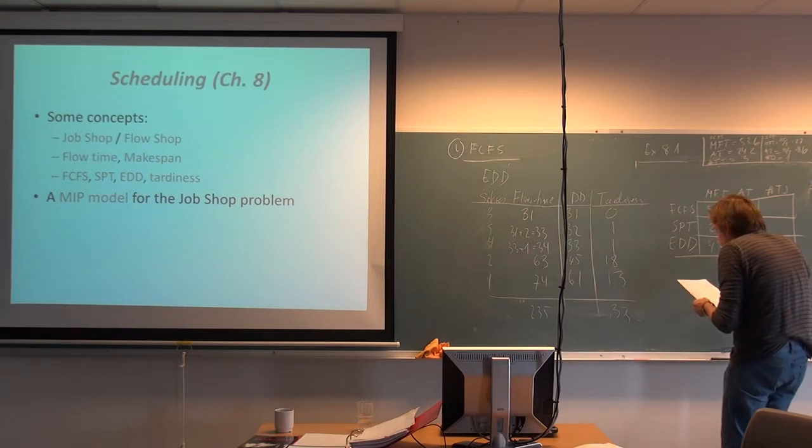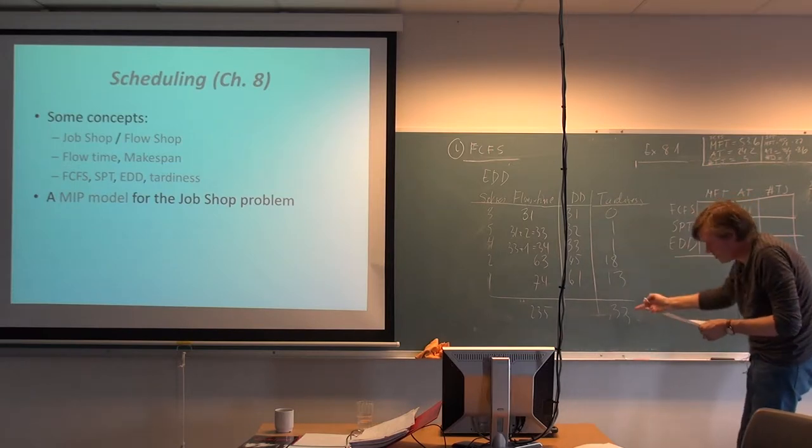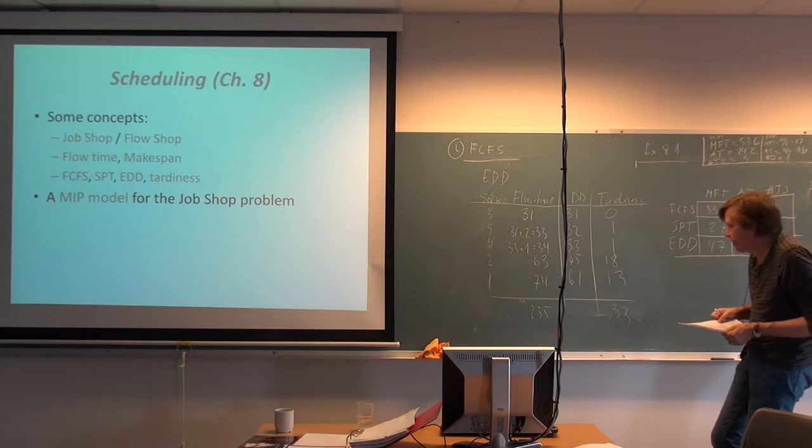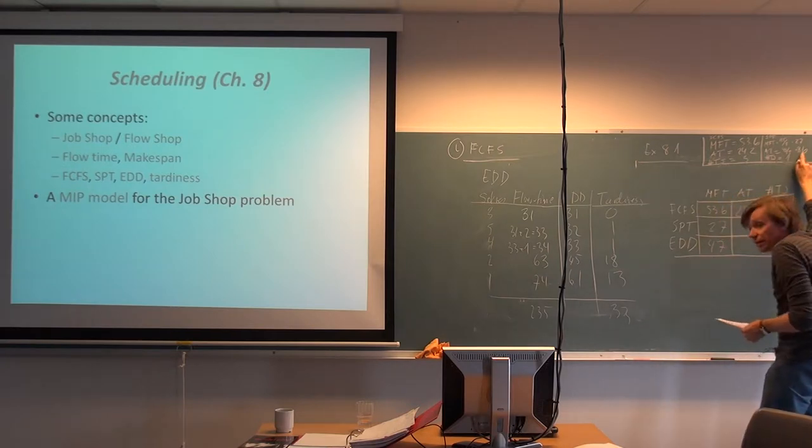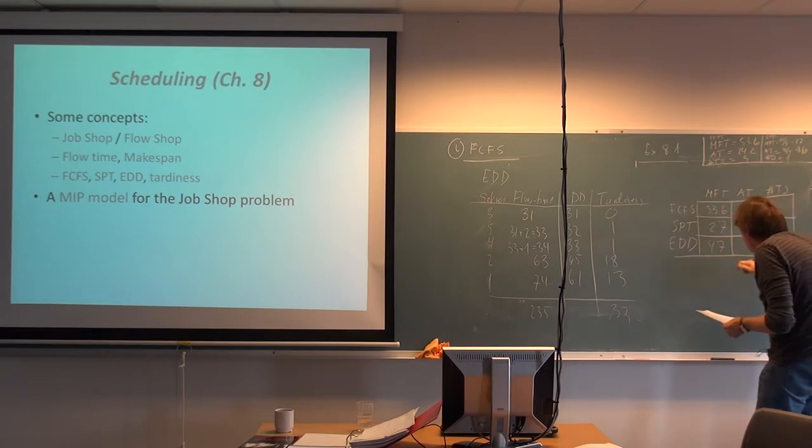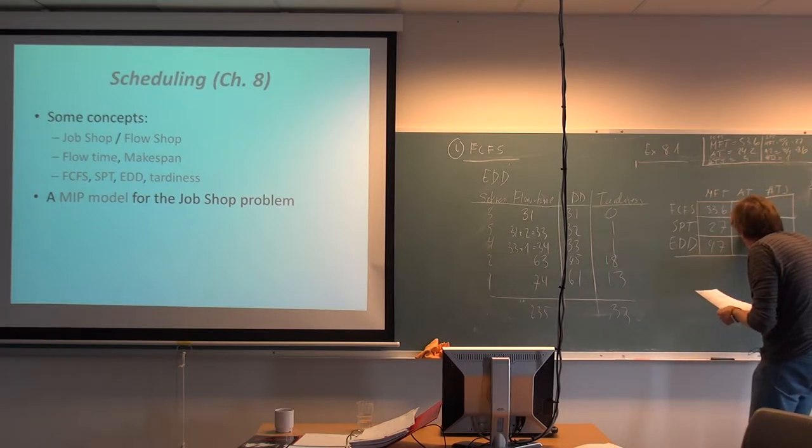The average tardiness was 24 here. And if you look at the average tardiness here, 33 divided by 5, it's slightly above 6, which actually is smaller than this one. So the average tardiness comes out nicely here. So this was 8.6, this was 6.6. 3, 1, 4.